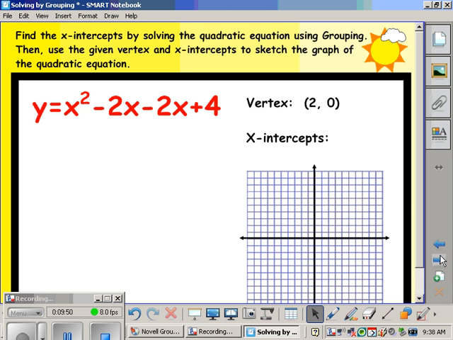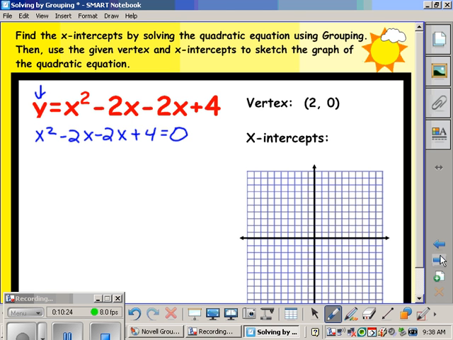Here the problem says find the x-intercepts, which just means to solve this like we did in the previous problems. So it says find the x-intercepts by solving the quadratic equation using grouping. Then use the given vertex and the x-intercepts that you find to sketch the graph of the quadratic equation. Now, the reason why it says y equals is just simply because we're graphing. When we actually are going through the process of solving, we're going to go ahead and set it equal to 0. Okay, so for graphing we use a y, but for solving we set it equal to 0.